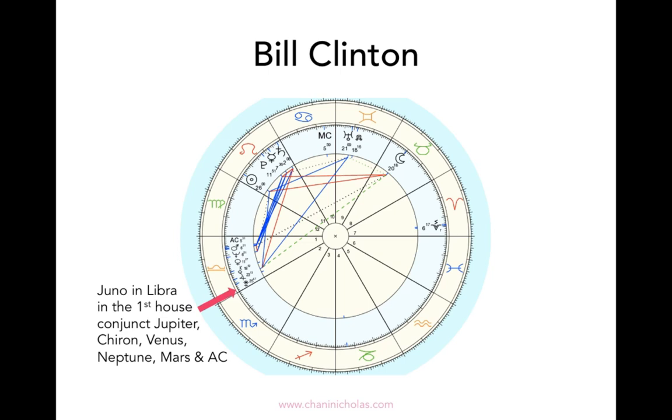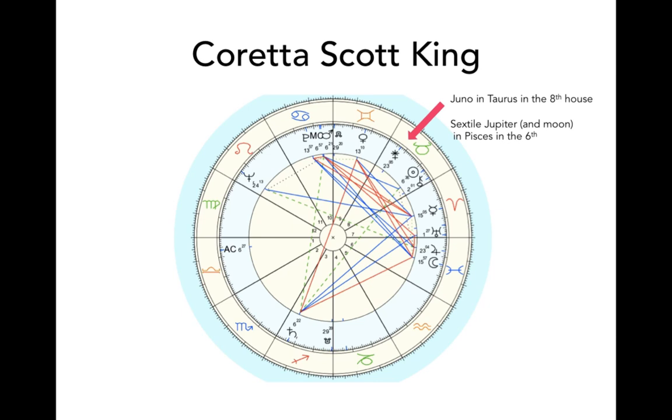So, all of that. What else? I might come back to this. Coretta King. Remember, her Juno is in the 8th house. It's sextile to Jupiter in the 6th house. So I just wanted to point out a different type of Jupiter-Juno connection.